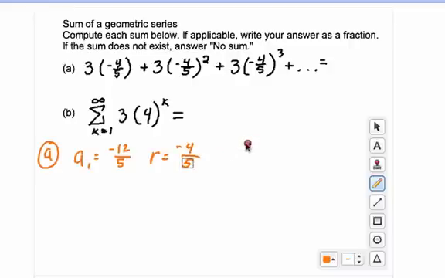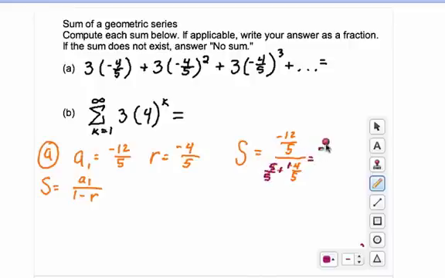So again, you're just going to plug it in. Remember the formula? S equals a sub 1 over 1 minus r. So we're plugging that in. So a negative 12/5 over 1 minus a negative 4/5. Okay, so we're going to change this to plus a positive. We're going to think of this 1 as 5 over 5 so that we can add those together. Get a negative 12/5, and that's going to be divided by 9/5.